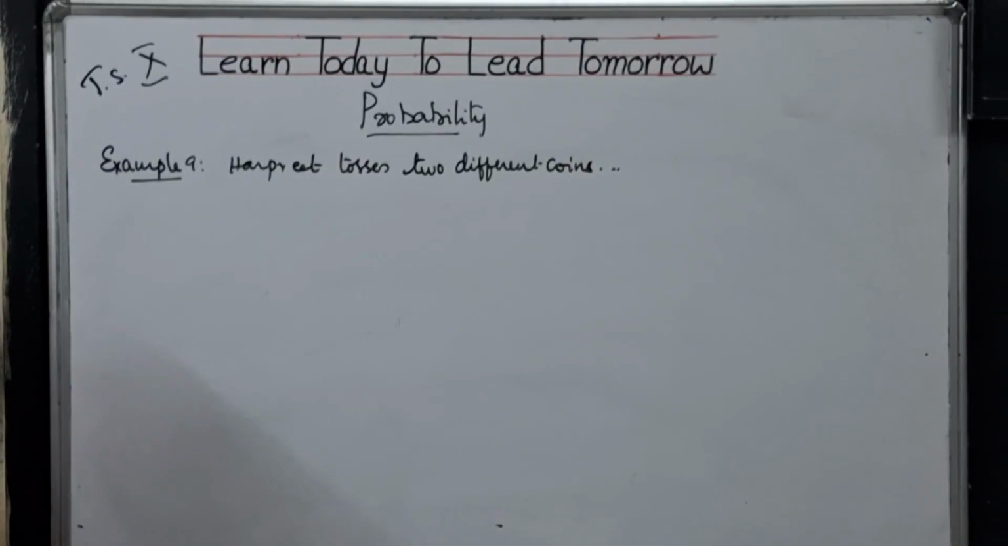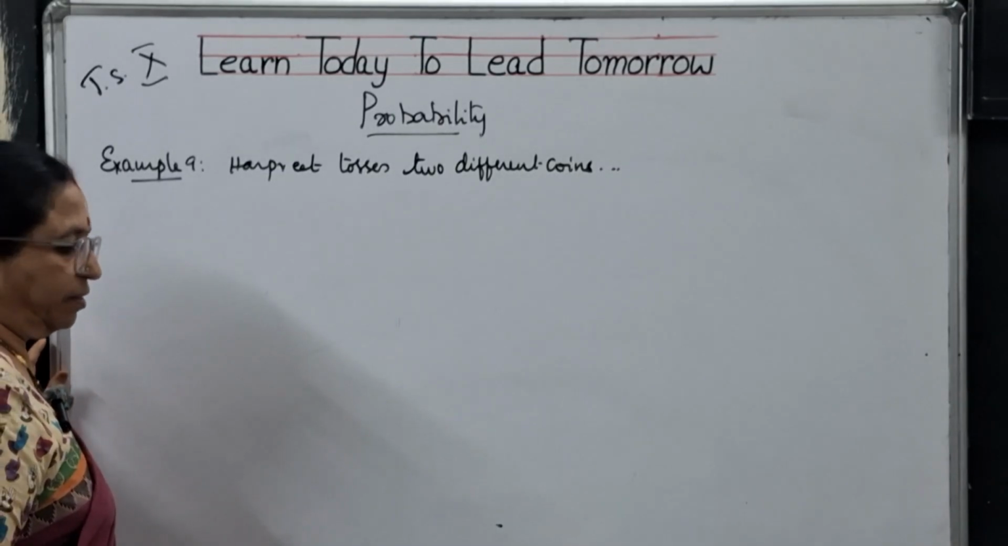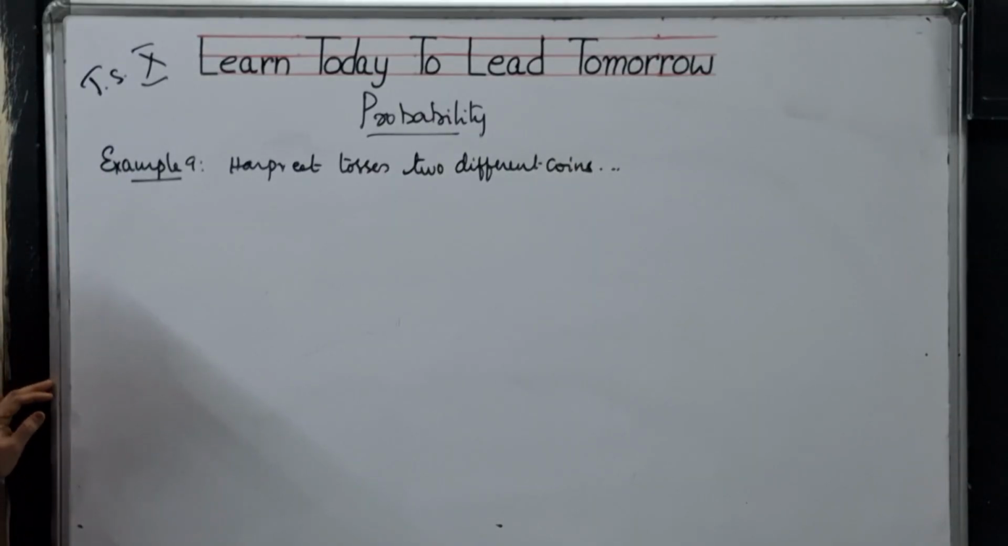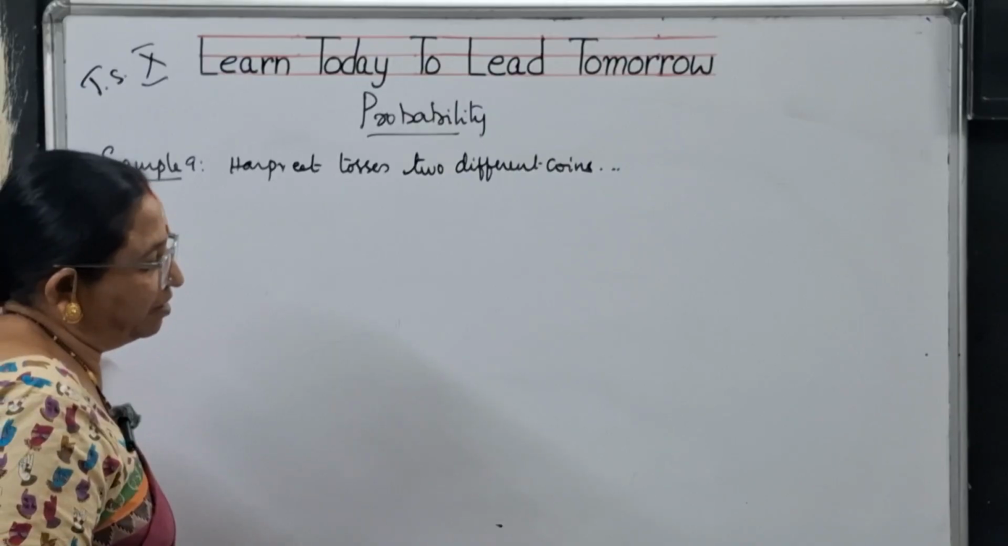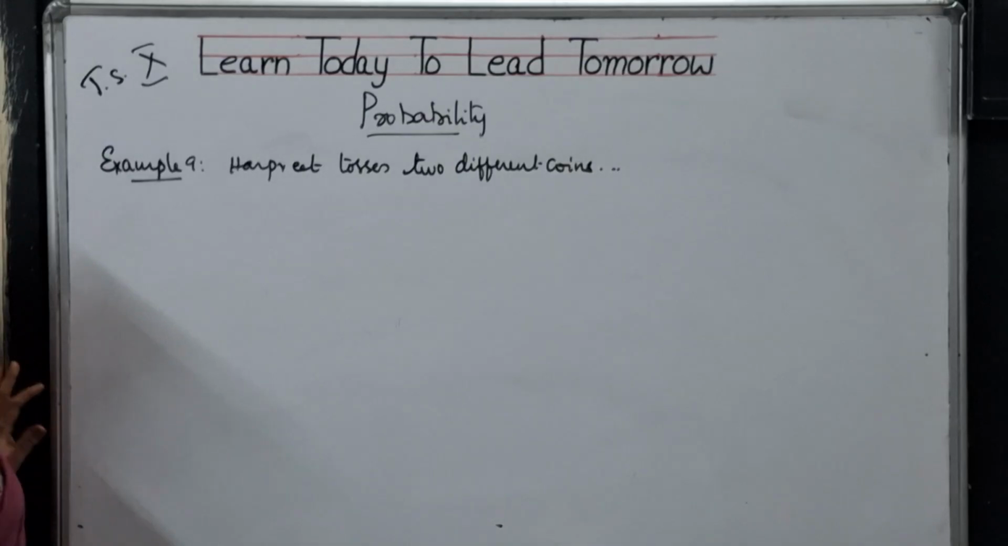Now example 9, children. Harpreet tosses 2 different coins simultaneously. That is, in the bracket they have given, say, 1 rupee coin and the other one is 2 rupee coin. What is the probability that she gets at least one head? So first, two coins are tossed together. So what is the sample space, children?